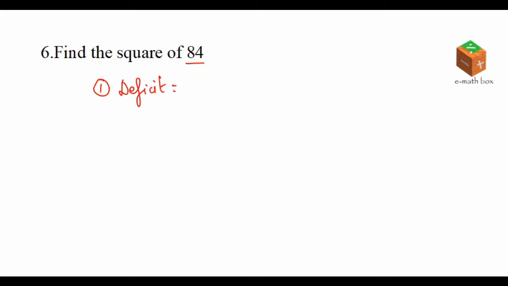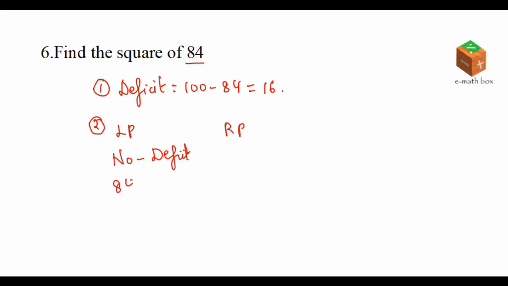We are going to consider the left part and the right part. The left part is the number minus the deficit. Earlier for the excess, the number was added with the excess, whereas here the number is subtracted by the deficit. The number given here is 84, so 84 minus 16 gives us 68. On the right hand side we should find the square of the deficit. So 16 square, which is 16 into 16, we get 256.